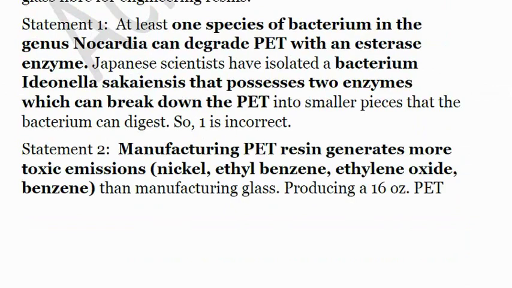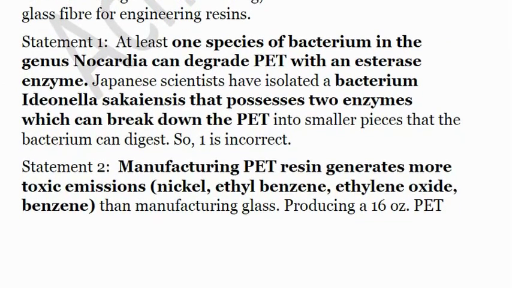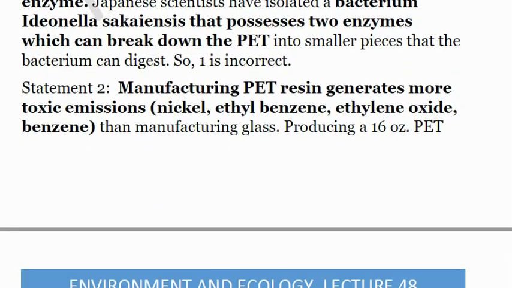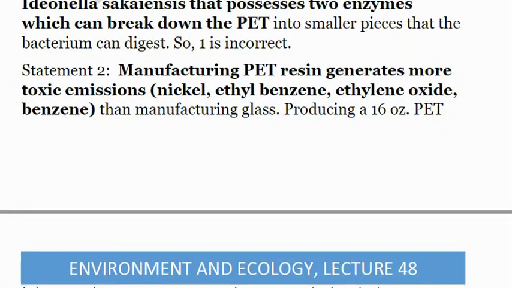Friends, here is the explanation of the first question. There is one species of bacterium in the genus Nocardia that can degrade PET, and it was basically isolated by Japanese scientists, and the name of the bacteria is Ideonella sakaiensis. It possesses 2 enzymes which can break down the PET into smaller pieces which the bacterium can digest. So the first is incorrect. Regarding statement 2, I have already told you that manufacturing PET resins generates more toxic emissions than manufacturing glass, and the toxic emissions released by it are nickel, ethyl benzene, ethylene oxide, benzene. So this is about your first question.